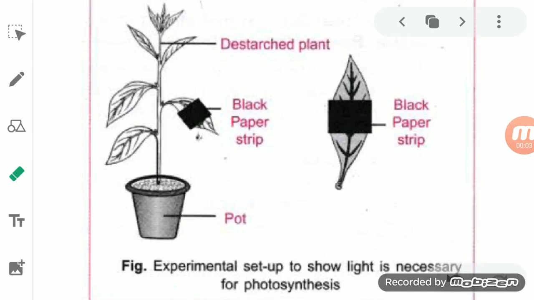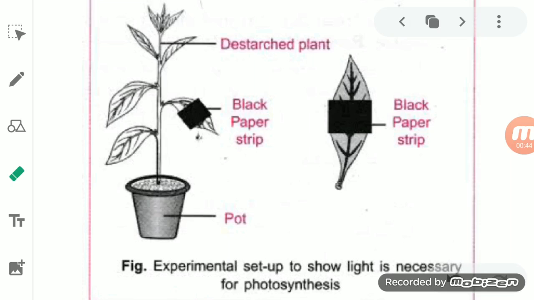Hello students. So last time we were discussing photosynthesis. In that, we studied how the photosynthesis process takes place with the help of carbon dioxide, water, sunlight, as well as in the presence of chlorophyll, which is the green pigment present in the leaves, and is important for carrying out photosynthesis.